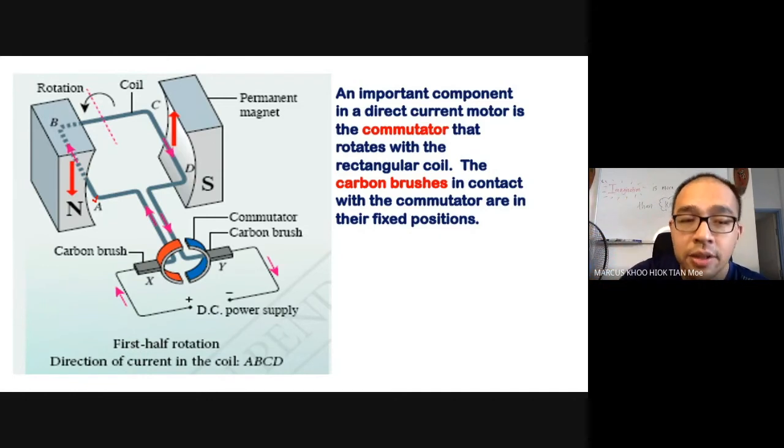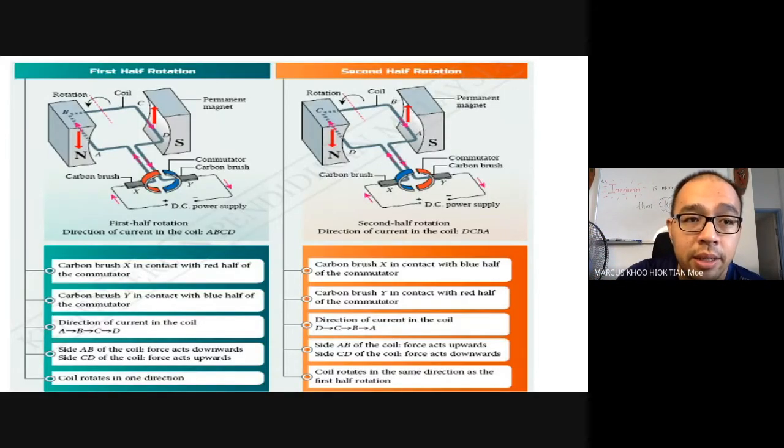Because of this, let's take a look at this. So this is the first half of the rotation. This is in your textbook. I think this is in your textbook. First half of rotation like this. So the carbon brush X is in contact with the red half of the commutator. Current flow is this way. Using Fleming's left hand rule, you know that this is going to go down and this is going to go up. So it's going to turn in an anti-clockwise direction.